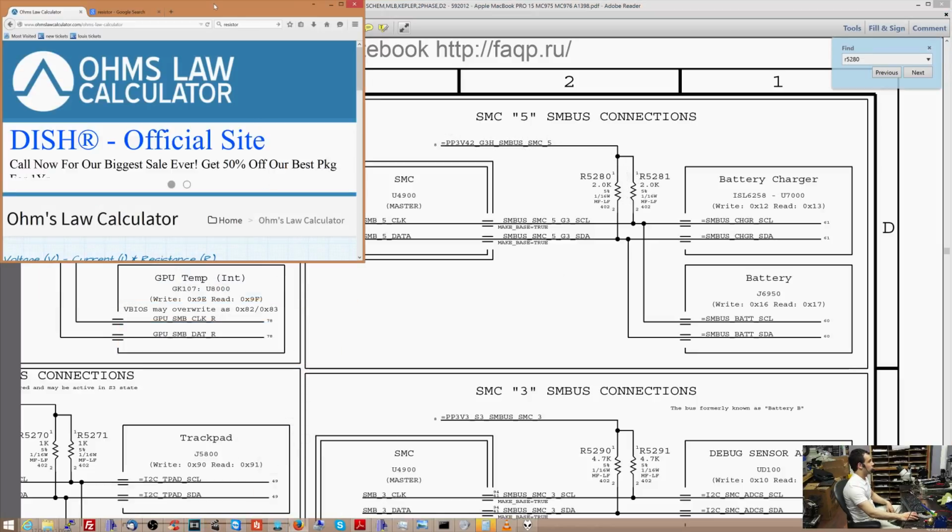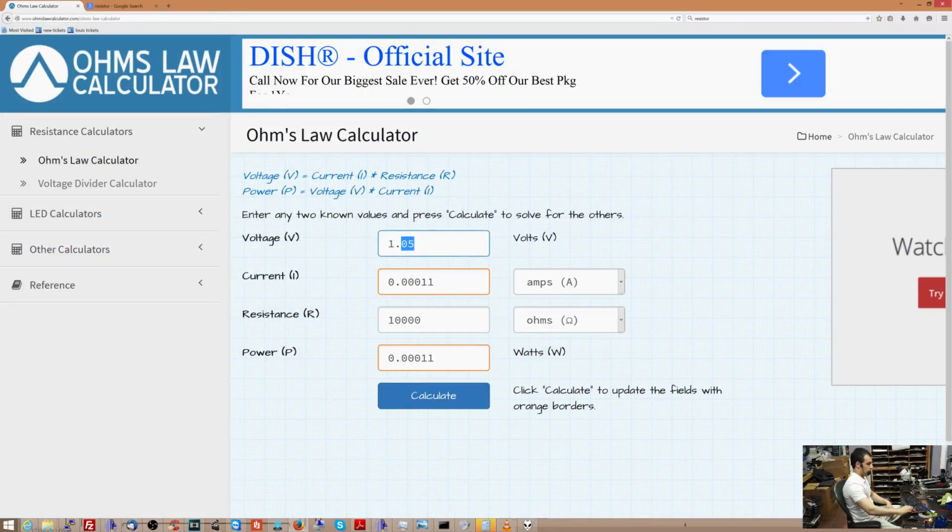So we're going to go back to our Ohm's law calculator. So we have a 3.42 volt line, and we have a 2 kilo ohm resistor. So kilo is 2000. You can either click kilo ohms here and go 2, and let's see.